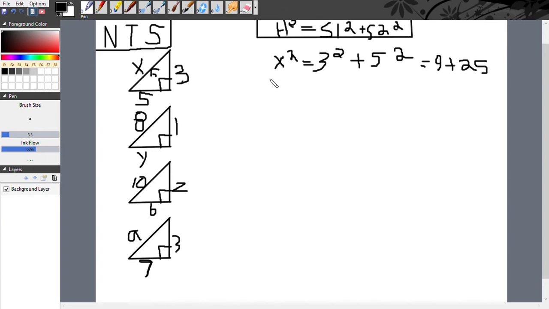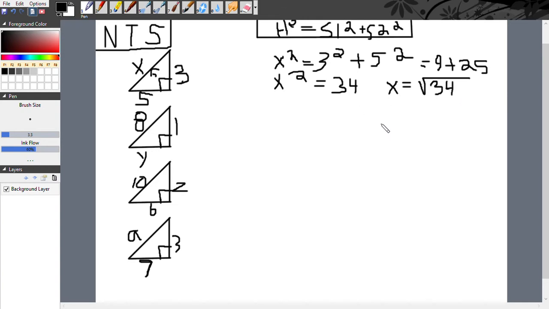Then we go to the next line, as there is no space on the right, and you can write down x squared is equal to 34. From there we know that x is equal to the square root of 34. If you take the square to the other side, it turns into a square root. So that's the first one solved.